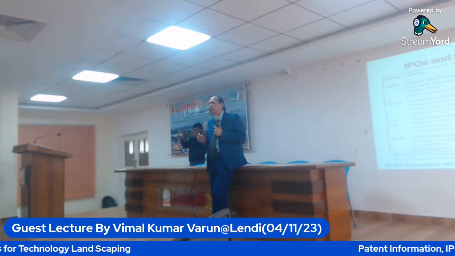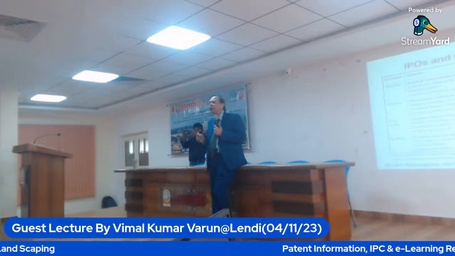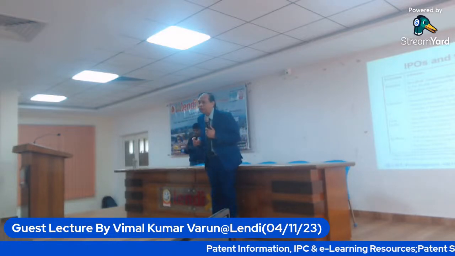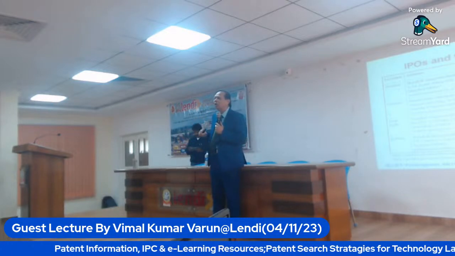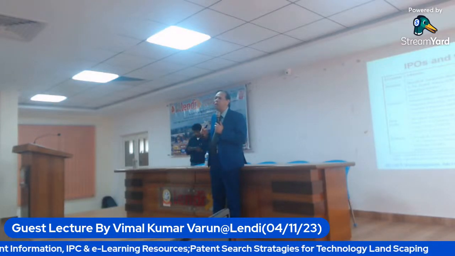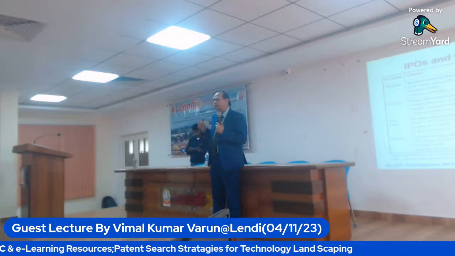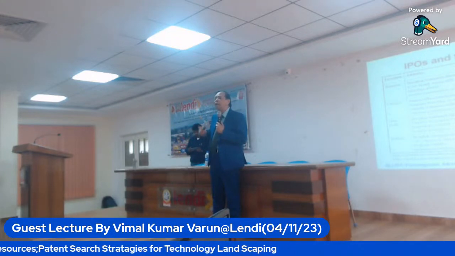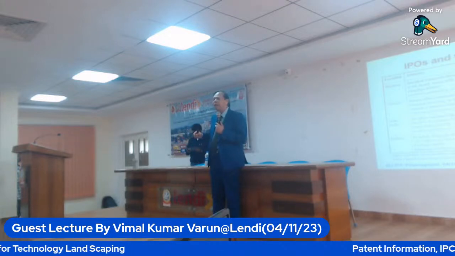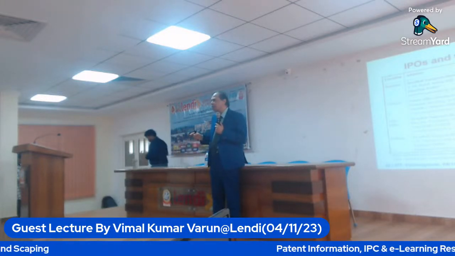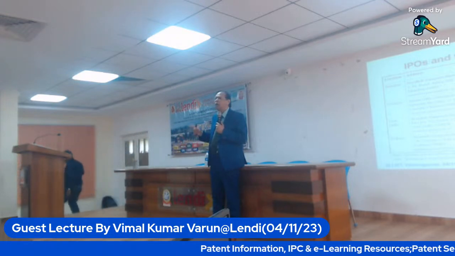Unless you request for examination, the patent office will not examine your patent application. If you don't request examination, you will not get a report. That's called the first examination report. After the first examination report, you have to file a reply to FER. After the reply to FER, if they find everything is in order, you will get a patent.